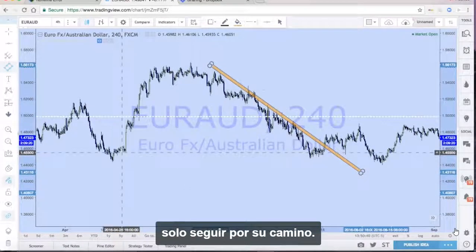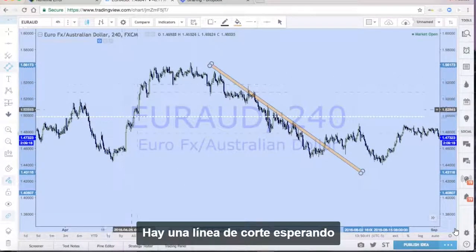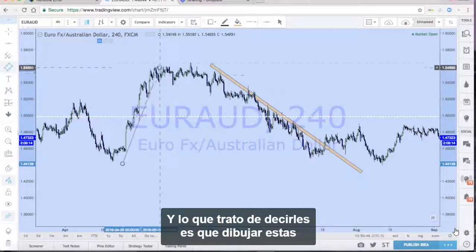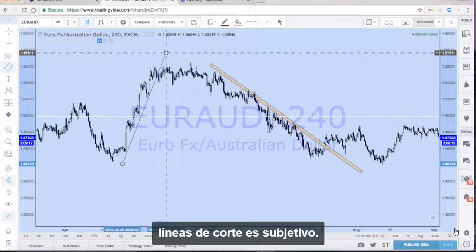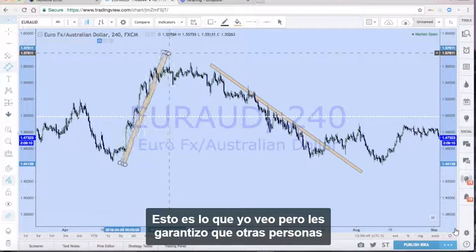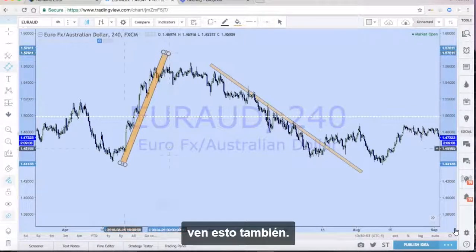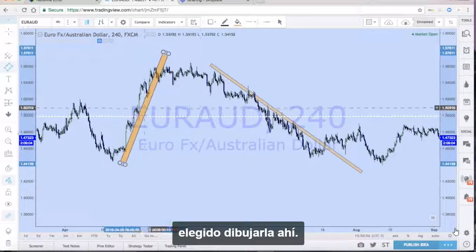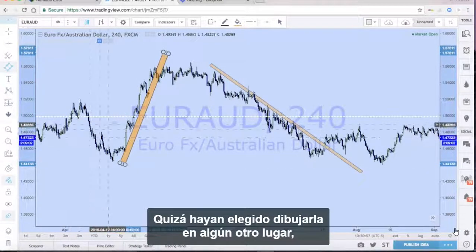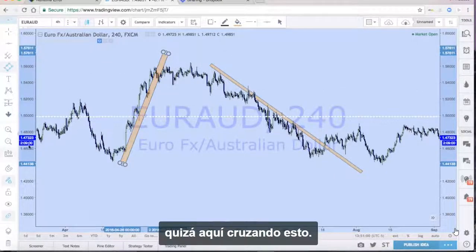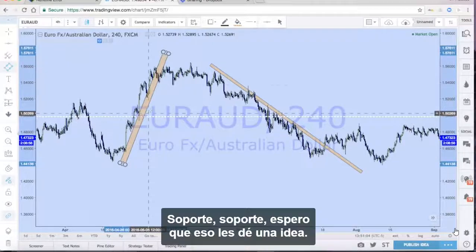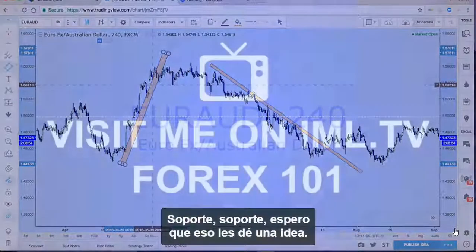All right. See this? There's a trend line just waiting to be drawn right here. And I'm trying to tell you guys, drawing these trend lines is subjective. This is what I see, but I guarantee you other people see this too, not just me. So your trend line, you might not have chosen to draw it there. You might have chosen to draw it some other place, like maybe here going across. It's all valid, but that's just how you draw them. So there you go. Support. Hopefully that gives you a good idea.